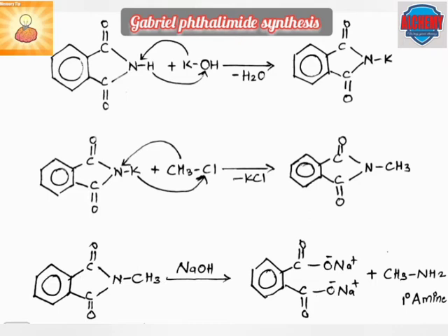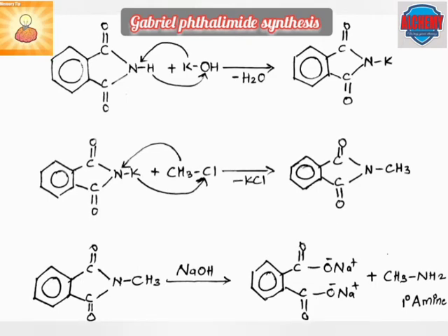In the second step, the potassium salt of the phthalamide combines with CH3Cl. In this step, the potassium combines with chlorine of CH3Cl and forms KCl, which gets eliminated, resulting in the formation of a compound in which the potassium is replaced by CH3. The compound so formed further reacts with NaOH to form the primary amine.